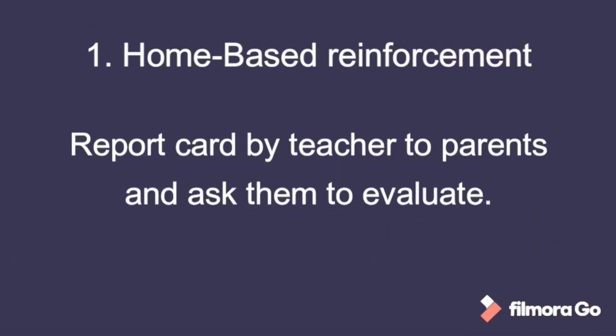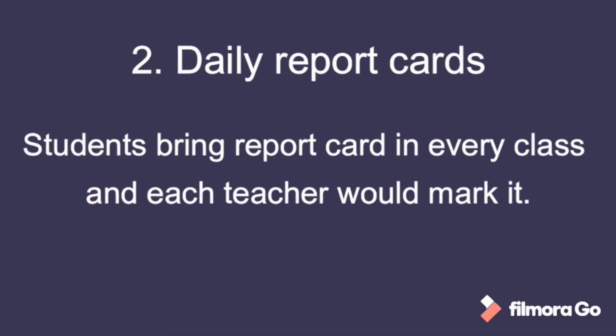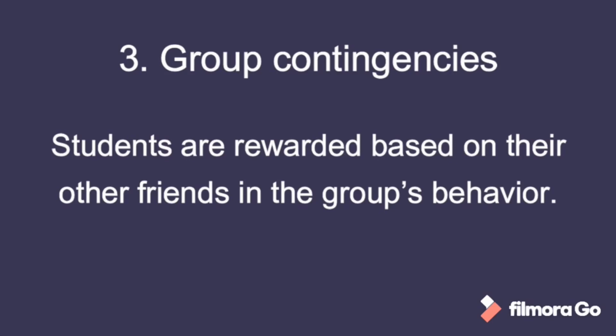The first one is home-based reinforcement, report card by teacher to parents and ask them to evaluate. Second one is daily report cards. Students bring report cards in every class and each teacher would mark it. The last one is group contingencies, in which students are rewarded based on their friends' behavior in the group.